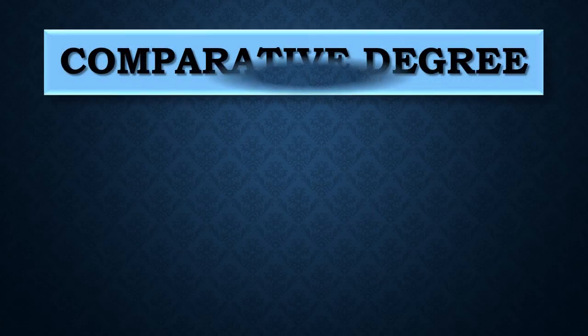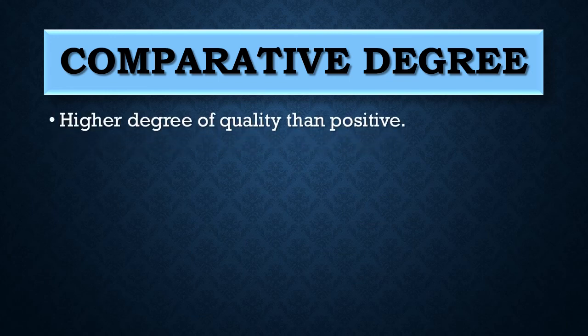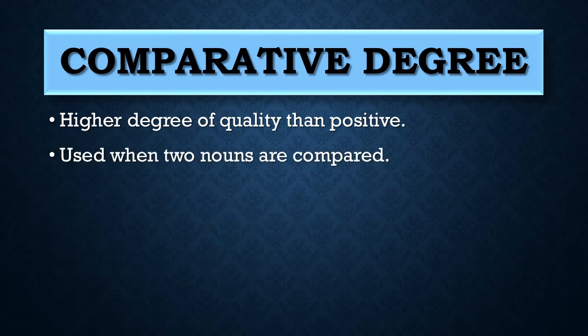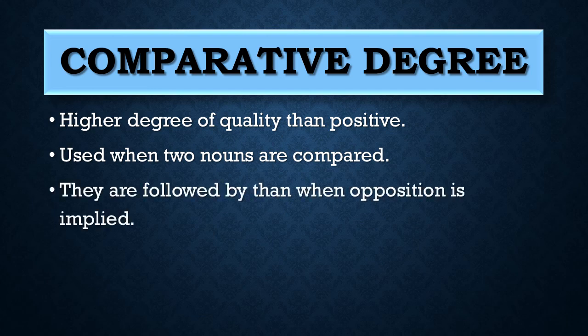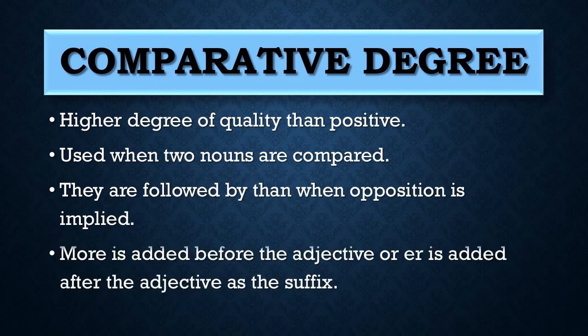Now, the next degree is comparative degree. It is a higher degree of quality than positive. It is used when two nouns are compared. It is used when one noun is better than the other one in respect of some quality. It is followed by than when opposition is implied. The adjective is said to be in comparative degree when more is added before the adjective or er is added after the adjective as the suffix.